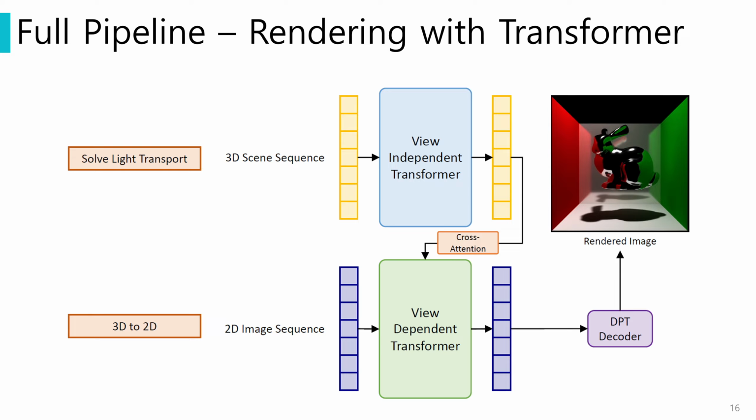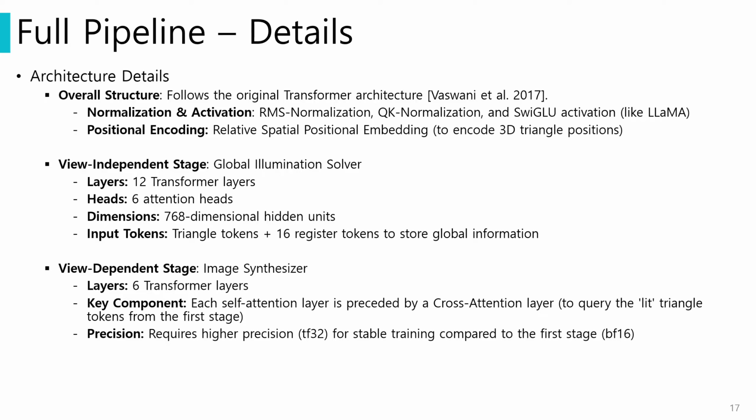The second, the view-dependent transformer, performs the 3D to 2D conversion. It takes the 2D view sequence and, using cross-attention to access the lighting information from the first stage, it computes the final radiance values. These values are then passed to a DPT decoder, which stands for Dense Prediction Transformer, to produce the final rendered image.